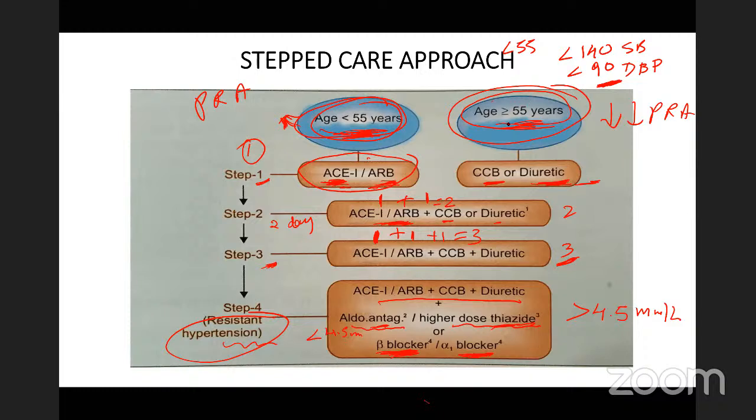In patients more than 55 years or more than 60 years, the target reduction should be less than 150 systolic, less than 90 diastolic in patients with more than 60 years of age. In patients more than 60 years of age with diabetes and other morbidity, chronic kidney disease, the systolic is 140, diastolic is less than 90. Okay, this is the target goal we have to keep in mind while starting the antihypertensive drugs.